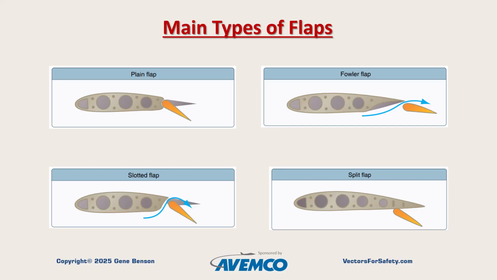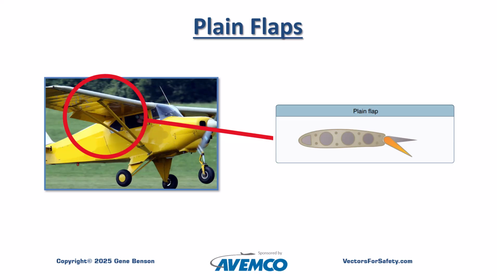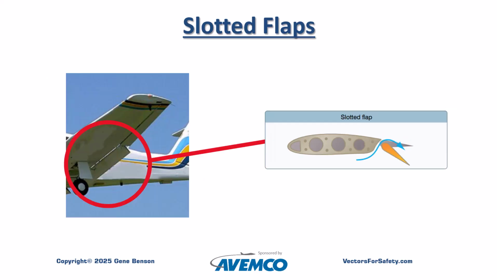There are several types of flaps, and some airplanes use a combination of two types. For our purposes, we will look at just four types: plain, slotted, Fowler, and split. The plain flap is a simple section of the wing trailing edge that is hinged and can be extended. It increases both lift and induced drag. The most common type of flaps in use today are slotted flaps.